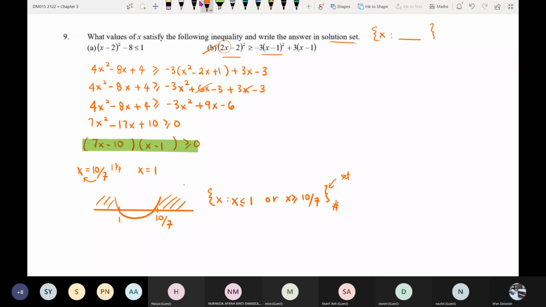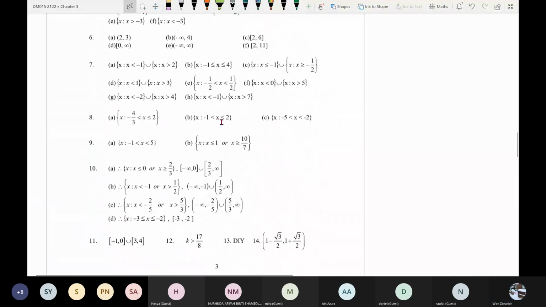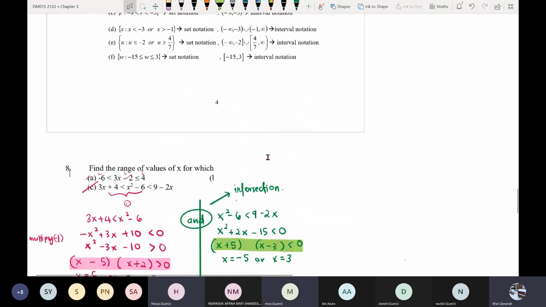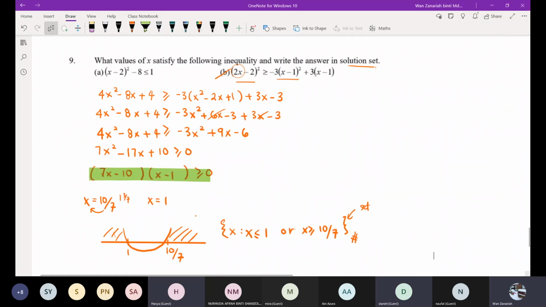Okay, clear? Clear, madam. Is the answer the same? Number 8. 9B. x less than 1, 10/7. Right? Exactly? Same as yours, right? Same. How many minutes did we take for this? Not more than 5 minutes. Not even 2 minutes.